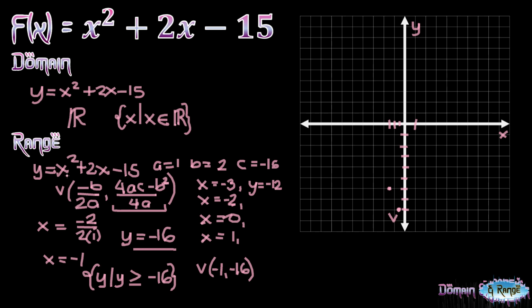If x is negative 2, the square of negative 2 is positive 4. 2 times negative 2 is negative 4. So 4 minus 4, that's 0. We now know that y is negative 15. If x is 0, y automatically retains our constant, negative 15. And if x is 1, the square of 1 is 1. 2 times 1 is 2. 1 plus 2 is 3. Minus 15, so you have here negative 12. So again, negative 2 and negative 15. This is negative 16 somewhere here. And then 0 and negative 15. And then 1, which is here, and negative 12.